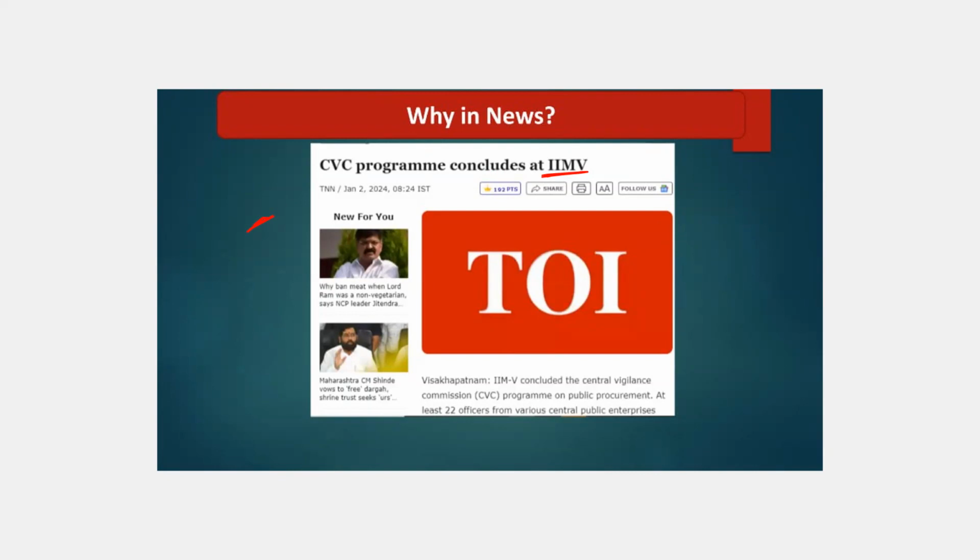So we must know what IIMB is. Indian Institute of Management, Visakhapatnam. Right? So Indian Institute of Management, Visakhapatnam inaugurates a CVC-supported program in public procurement. In the CVC public procurement program, IIMB has got the highest rating. So that's why the CVC was in news. So I thought of making a question from the CVC topic.